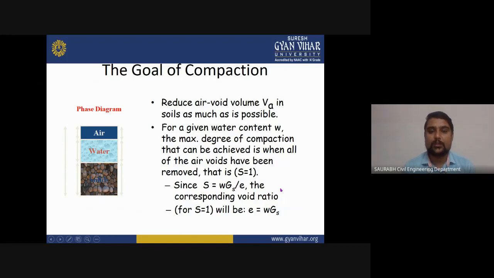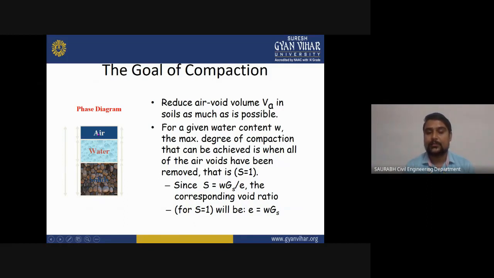What is the main goal of compaction? We will see here. This is your first diagram. As you can see, first one is the air, water, and solids, and the goal of compaction is to reduce air voids volume VA in soil as much as possible. For a given water content W, the maximum degree of compaction that can be achieved is when all of the air voids have been removed, that is, saturation will be equal to 1.